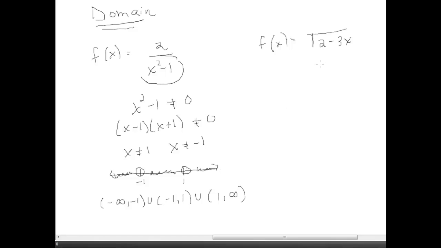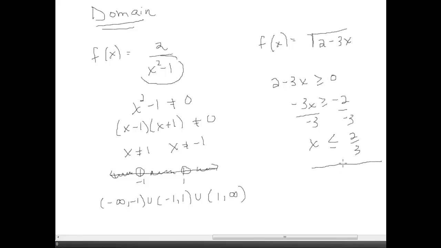Now, when I'm dealing with the square root, remember what's underneath the square root can't be negative. So 2 minus 3x must be greater than or equal to 0. I can take the square root of 0. So now solve the inequality. So we would have negative 3x is greater than or equal to negative 2. Divide both sides by negative 3. Remember, that means I have to change the direction of the inequality. So x is less than or equal to a positive 2/3.